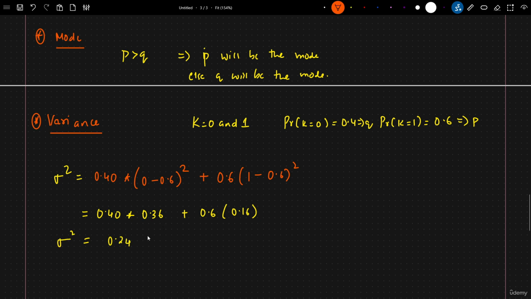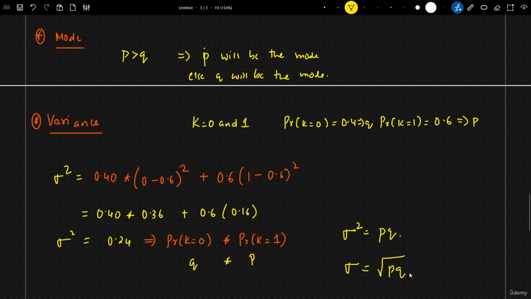Now don't you think this 0.24 is nothing but the probability of k equal to 0 multiplied by the probability of k equal to 1? You know that the probability of k equal to 1 is indicated by p and this gets multiplied by q. So in short, your variance is nothing but the multiplication of p and q. Similarly, if I need to compute the standard deviation, it is nothing but the square root of p times q. So these two formulas are specifically used to calculate the variance and standard deviation.